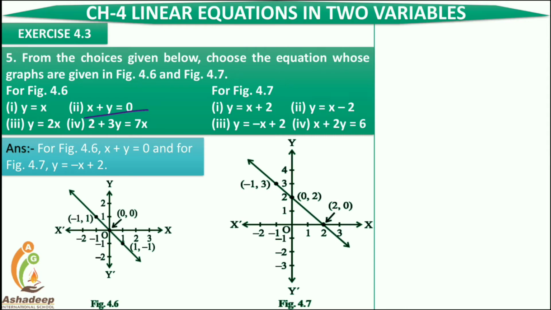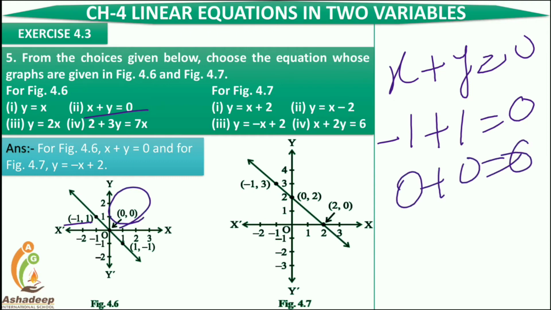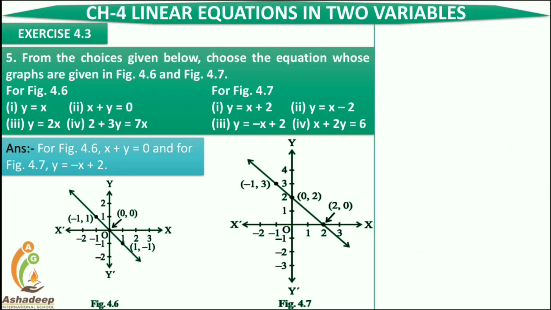Now put it here. x plus y is equal to 0. So x is equal to minus 1, y is equal to plus 1, so minus 1 plus 1 is equal to 0. Yes, satisfied. So now take the second. So 0 plus 0 is equal to 0. Satisfied. Okay. Now let's take the 1 minus 1. So it is 1 minus 1. It is okay. So this equation satisfies. So what is the answer? So the answer is 2. For any other equation, it doesn't satisfy.